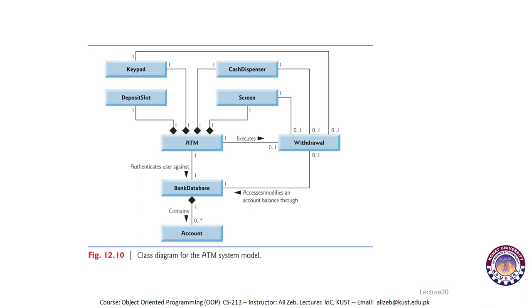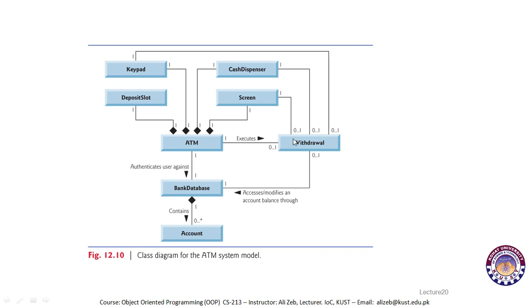Now this is a more detailed class diagram for the proposed ATM system model, and of course it does not show the attributes or operations of our classes, but it shows the relationships that the classes can have between each other. As we saw, the screen, the cash dispenser, the keypad, and the deposit slot have a composition relationship with the ATM. Then the withdrawal has an executes relationship with the ATM. The ATM will also have a relationship with the bank database. It will authenticate the user against the bank database. And then the bank's database contains the account. So in this case, the bank database will have an object of the account class, since the bank's database contains the details of the account.